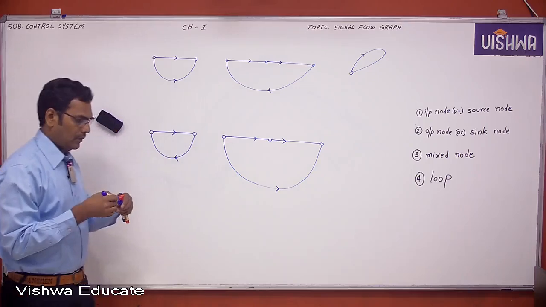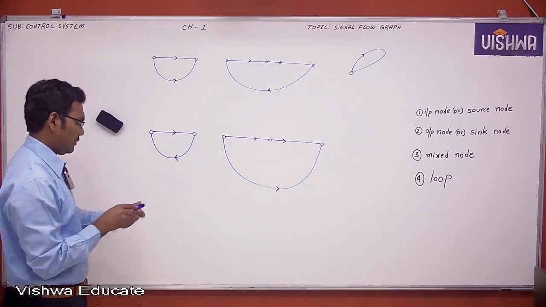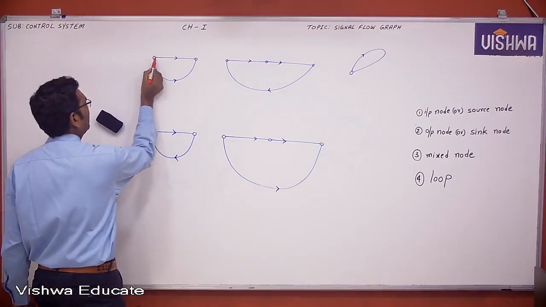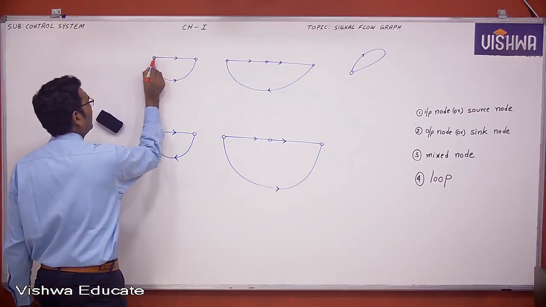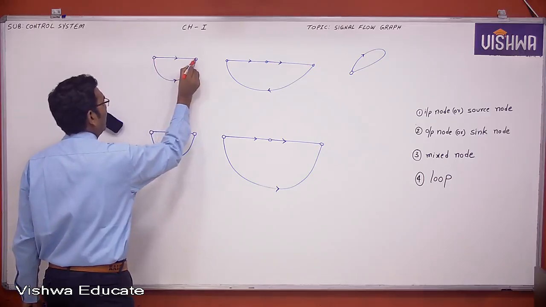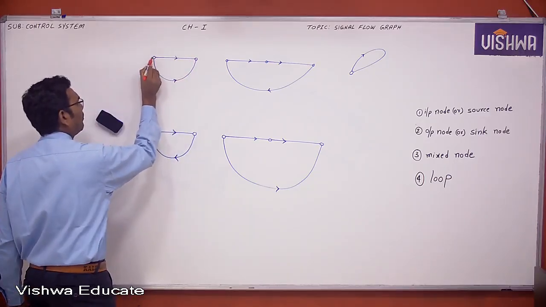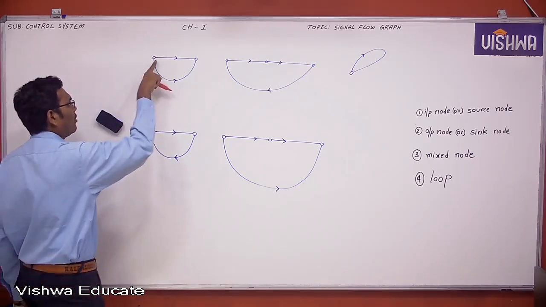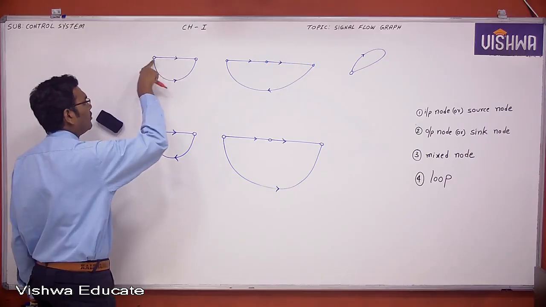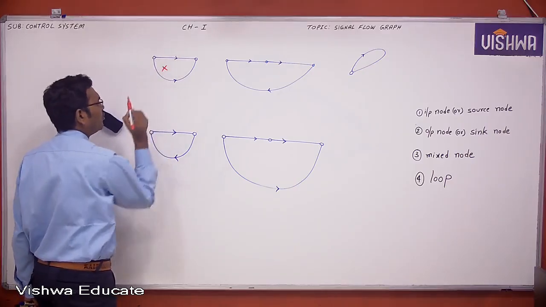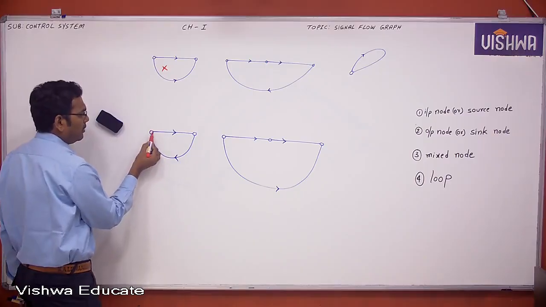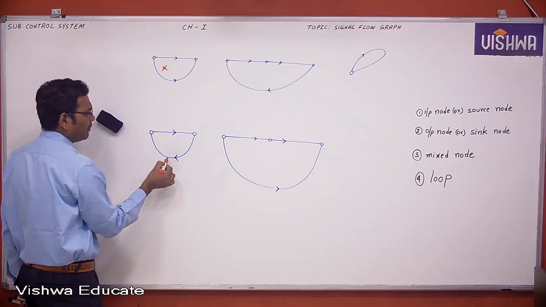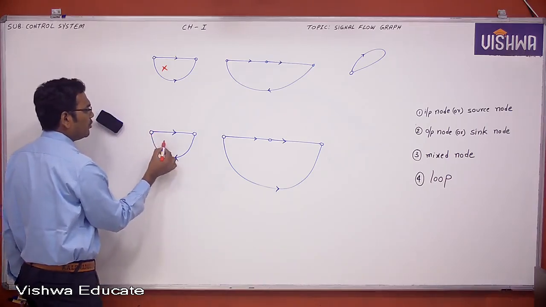Now see here, these are the signal flows between the nodes. We'll check one by one. Let us assume one node. Here the signal flow starts and does not come back, not ending at the same node, so it is not a loop. But see here, this is one node, starting here, going somewhere, again taking a return path and terminating at the same node. This is called a loop.